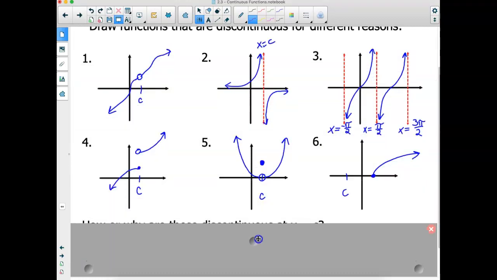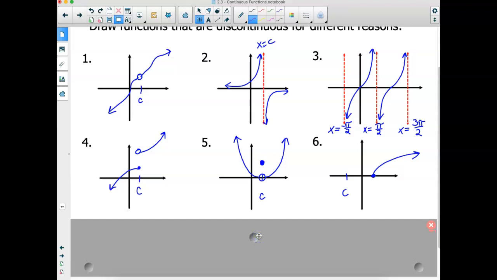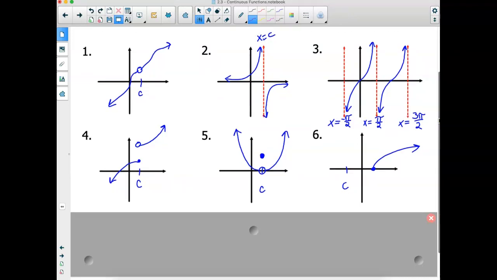I pre-drew them, hit pause, and I want you to sketch these in your notes. Okay, so now hopefully you have all these sketched in your notes after you pause. And number 1, okay, basically it's got this little hole in the graph, and it looks kind of wiggly and squiggly. Technically the name for this first one is called a removable discontinuity. And I'm going to call it a removable disco, okay?